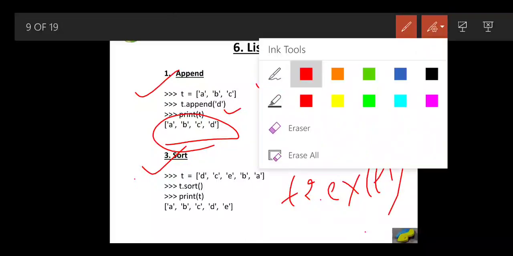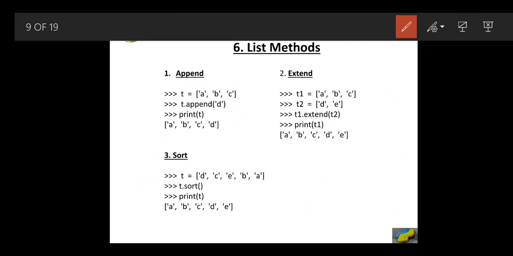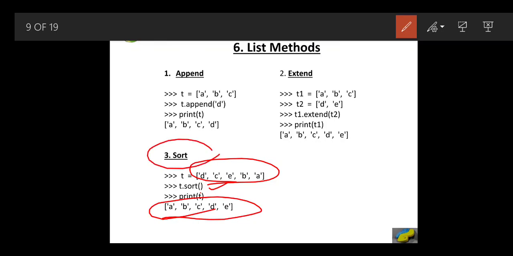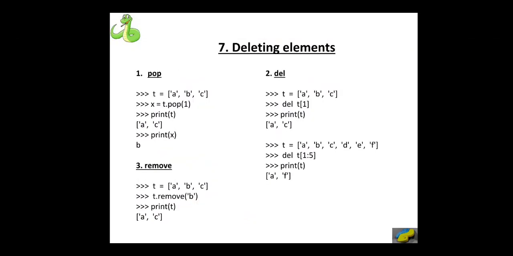Okay. Next, the last one is the sort option. Sort means what? We already know, arranging the elements in ascending or descending order. We use the sort function. So here T dot sort, consider we have elements like D, C, E, B, A. Obviously if you arrange that, it will become A, B, C, D. That is the simple method we have in the list.